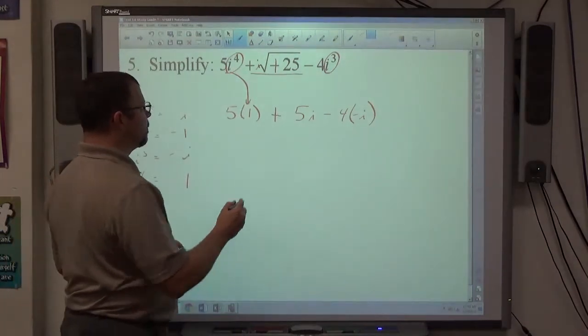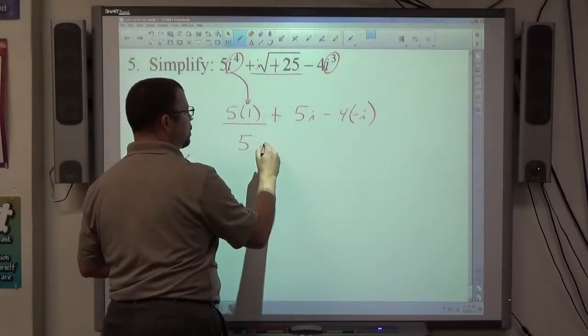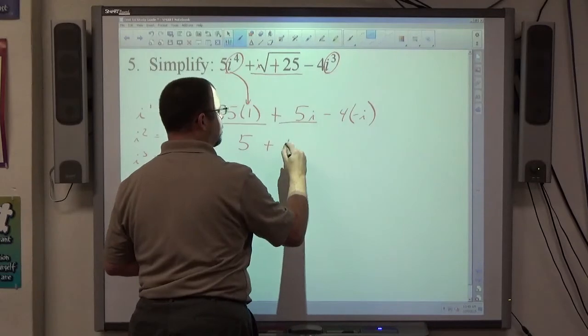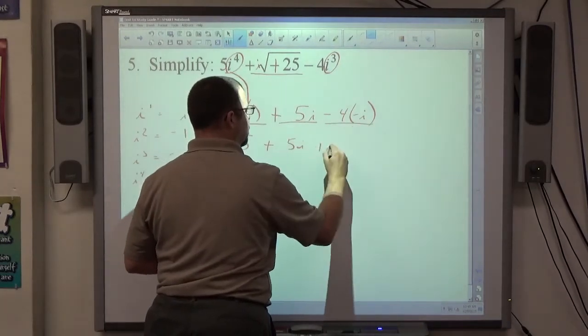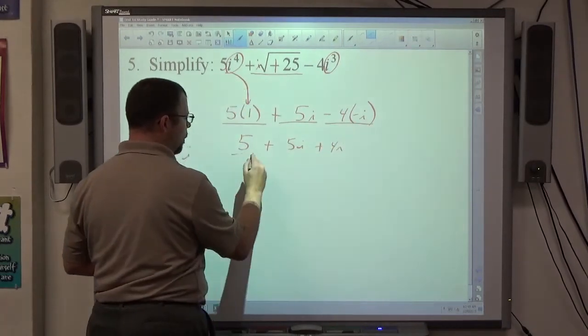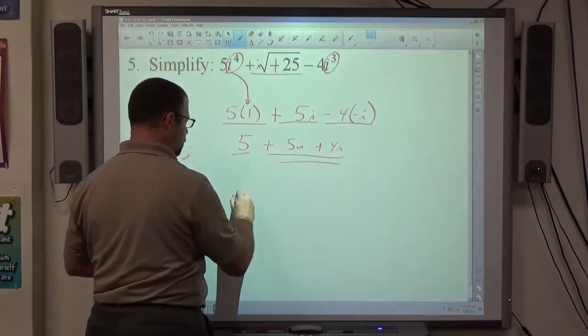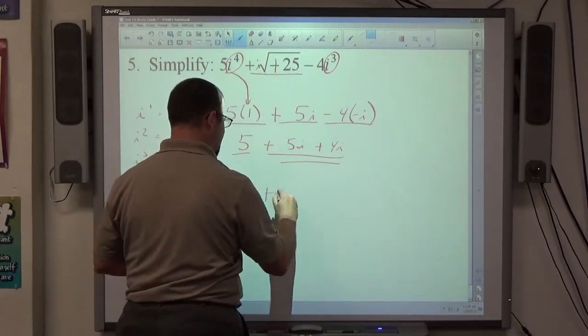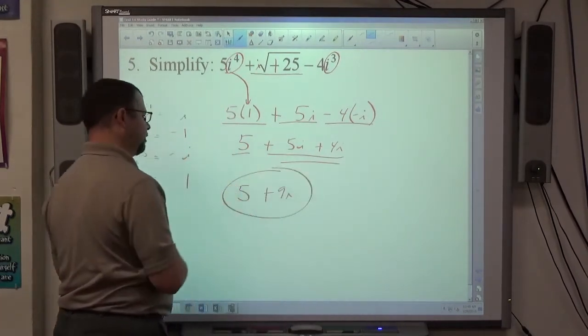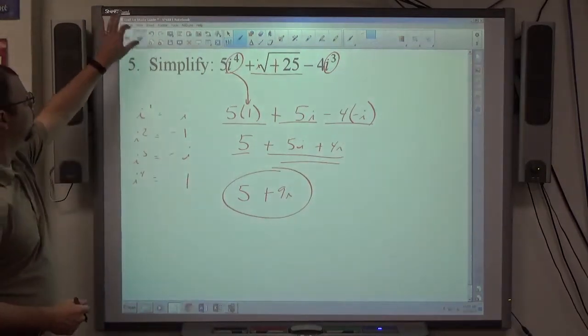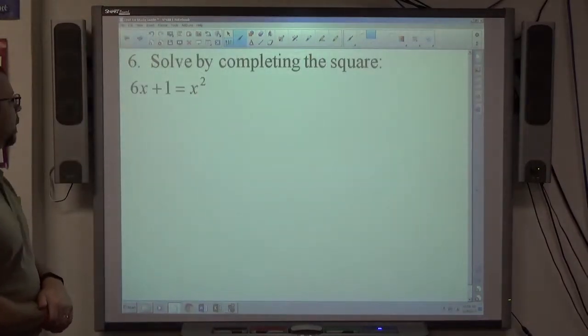Once again, get everything as simple as possible. That's positive 5. That's positive 5i. That's positive 4i. Real number, imaginary numbers. 5 is real. 5 plus 4 makes 9, so 9i is the imaginary. That's the answer.